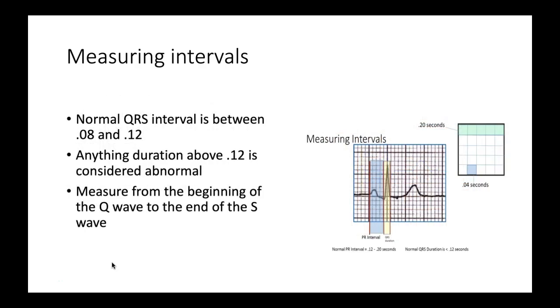Now this is your QRS interval. A QRS interval is normally 0.08 to 0.12 seconds, and anything above that is considered abnormal. So if you have something above that, then you are probably looking at some kind of right bundle or left bundle branch block. And I'm going to show you further down in another PowerPoint how to determine whether you have a right or left bundle.